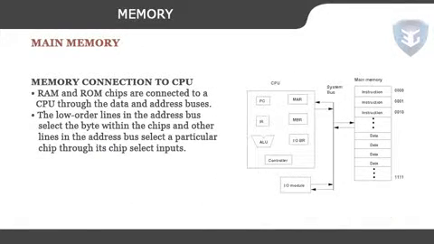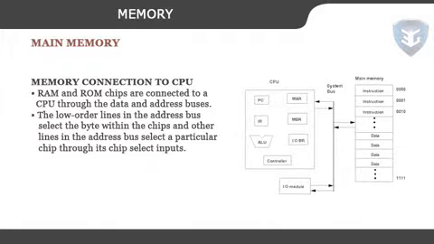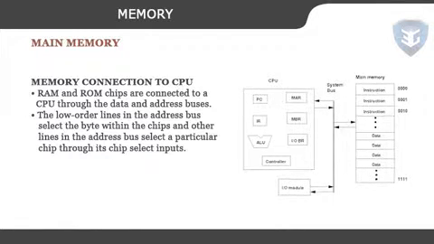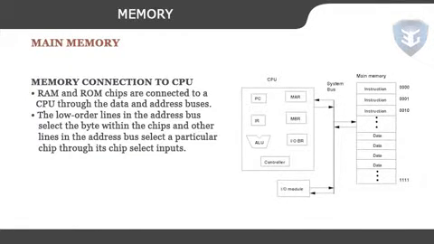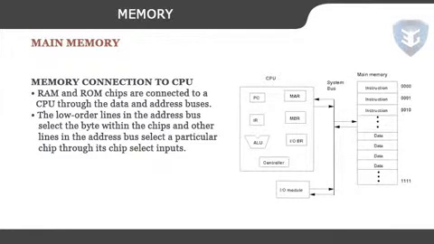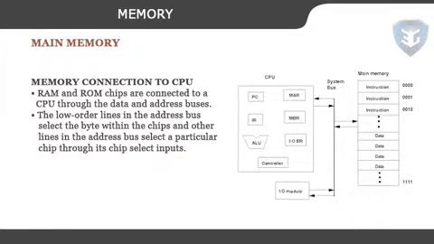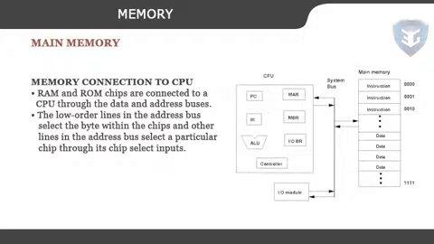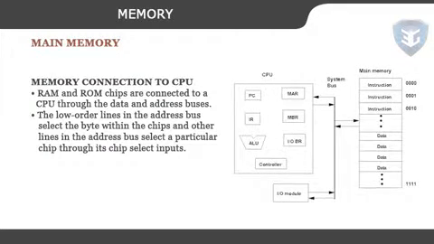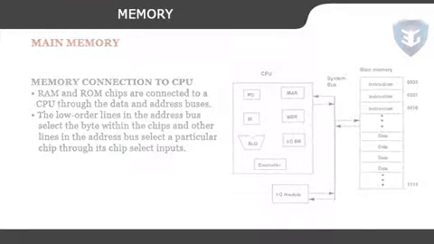Memory connection to CPU. RAM and ROM chips are connected to a CPU through the data and address buses. The low order lines in the address bus select the byte within the chips, and other lines in the address bus select a particular chip through its chip select inputs.